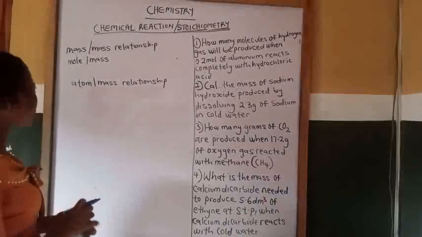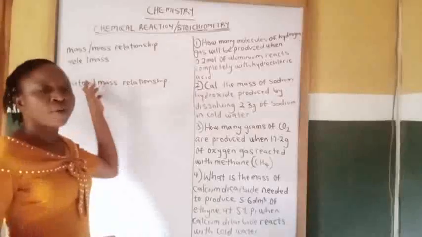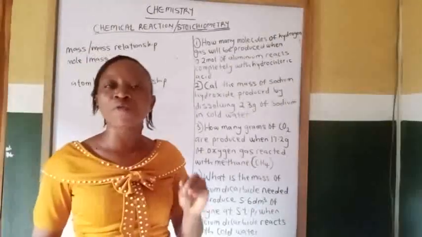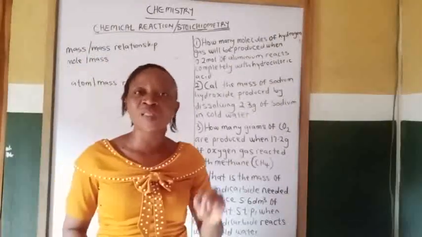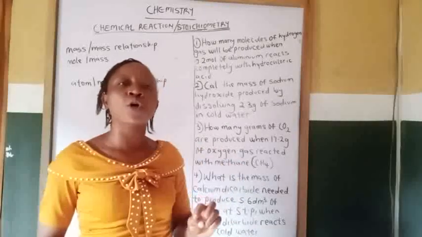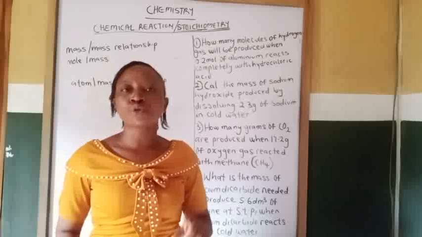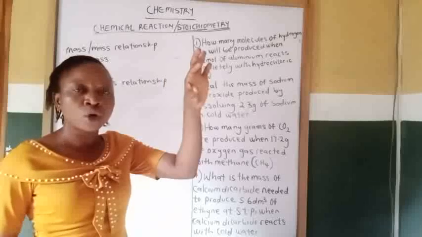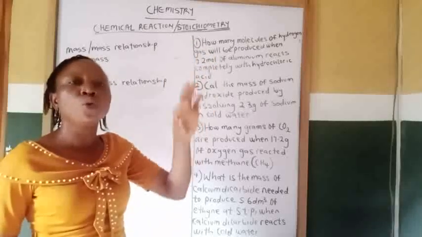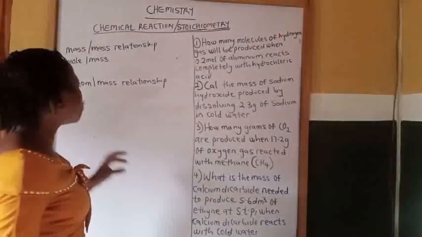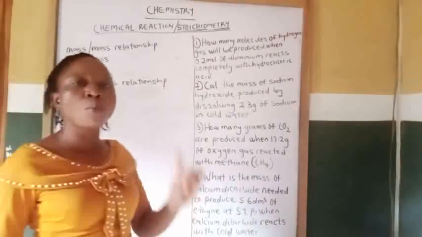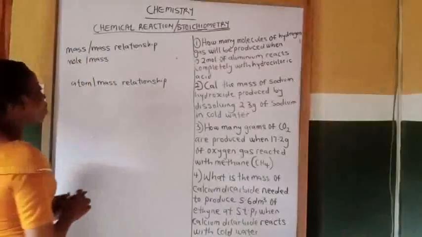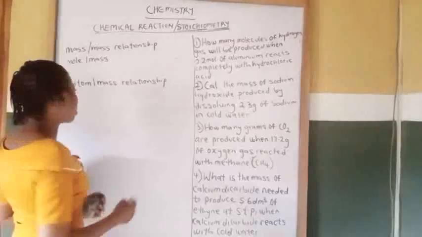Atom mass relationship. Then the number of atoms: one mole of any atom is equivalent to your what? Your Avogadro's constant. So when they are talking about atoms, you are going to calculate the number of moles of that atom from the equation to your what? To your Avogadro's constant. You multiply the number of moles of that atom or substance from the equation by your Avogadro's constant. Why? Because one mole of any atom is equivalent to your Avogadro's constant, which is 6.023 times 10 raised to power 23.